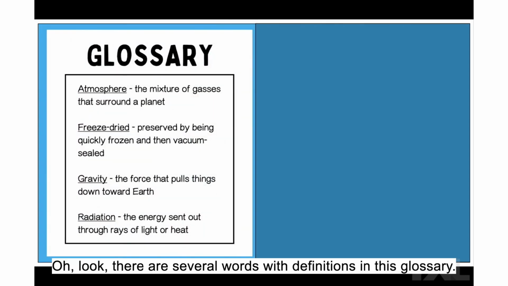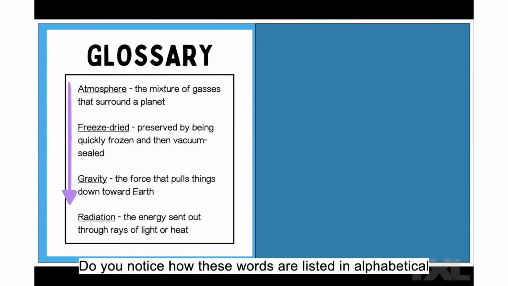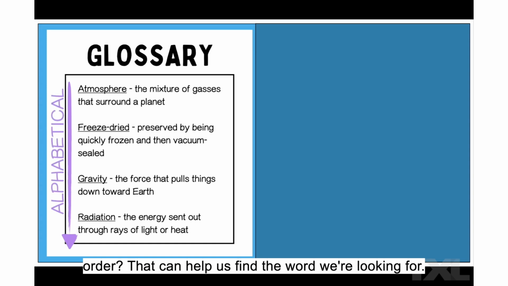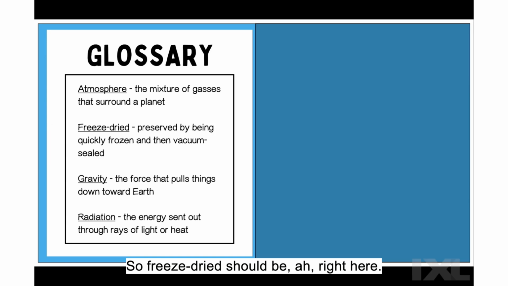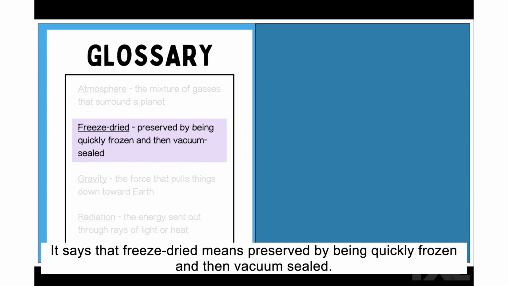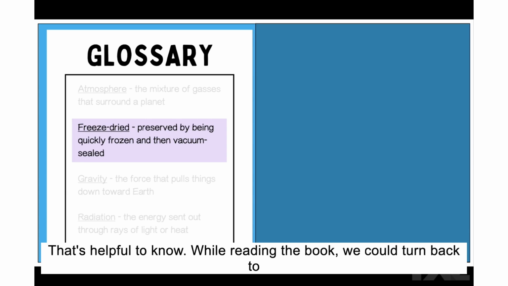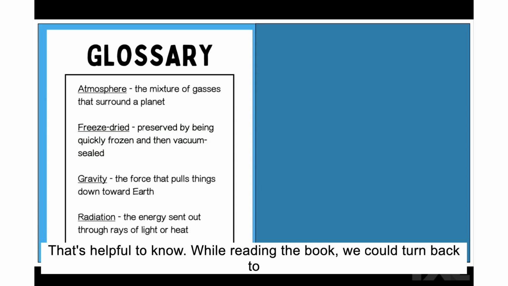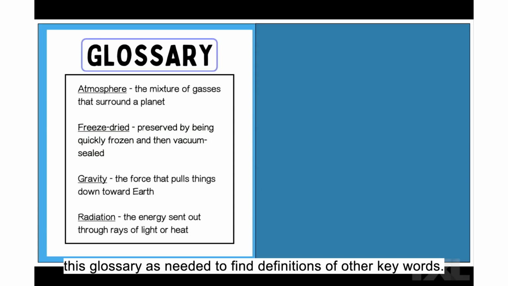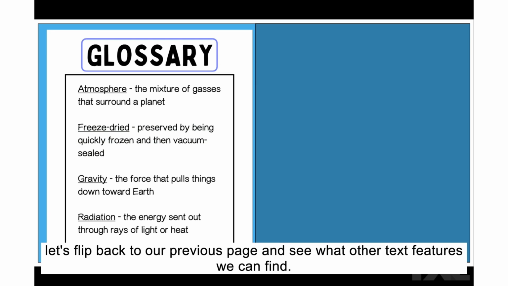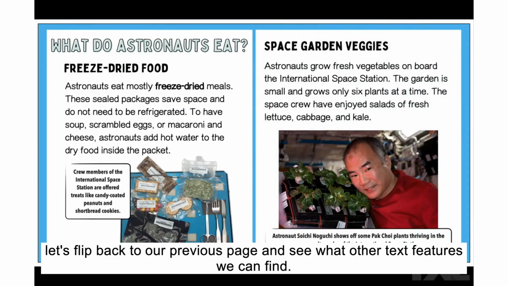Oh, look, there are several words with definitions in this glossary. Do you notice how these words are listed in alphabetical order? That can help us find the word we're looking for. So freeze dried should be right here. It says that freeze dried means preserved by being quickly frozen and then vacuum sealed. That's helpful to know. While reading the book, we could turn back to this glossary as needed to find definitions of other key words.